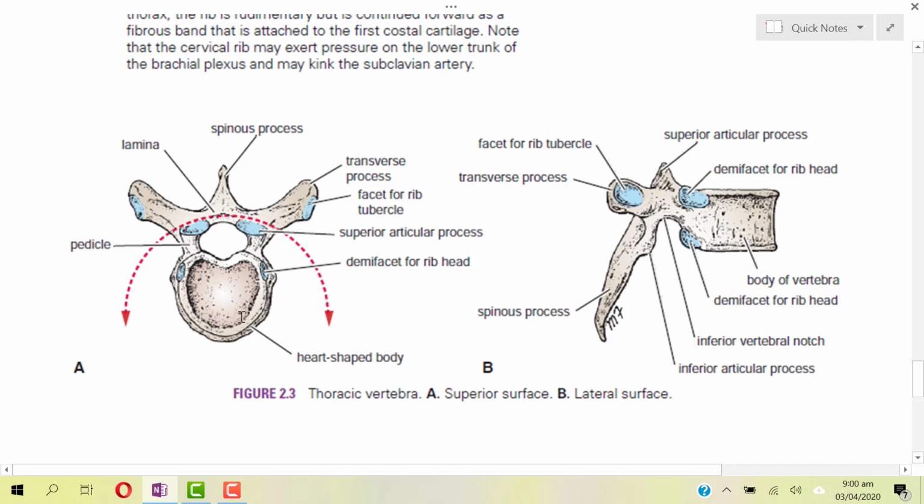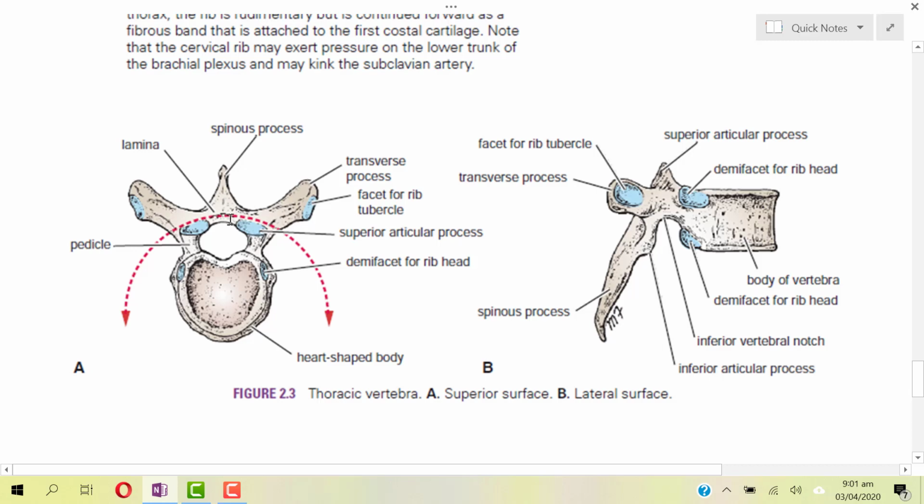So what I have told you: number 1 body, then pedicles, lamina, vertebral arch, then this is the vertebral foramen. Then we have a spinous process here. There is a single spinous process present in the center, and it is going downwards. Can you see? It is going downward. This is called the spinous process, and there are 2 transverse processes on each side.